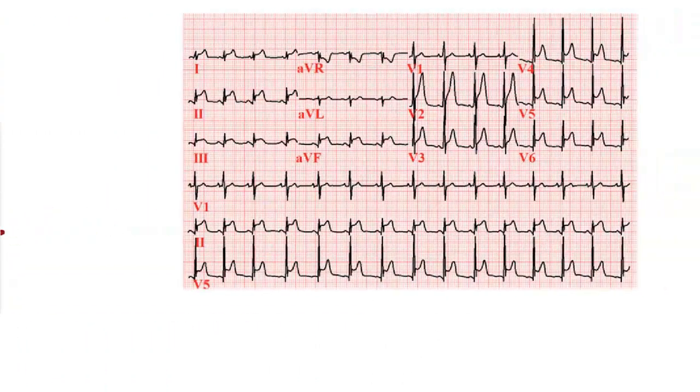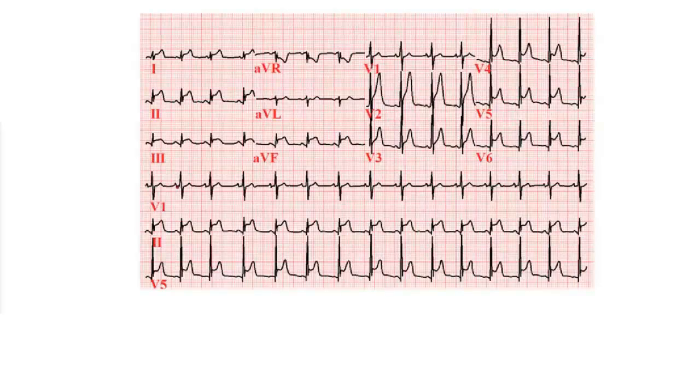It would be diffuse ST segment elevation in all leads, except for sometimes not seen in V1. And then how about the AVR? We see the reciprocal ST depression in AVR. And that is an example of pericarditis.